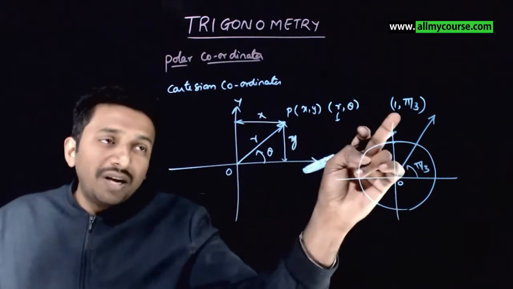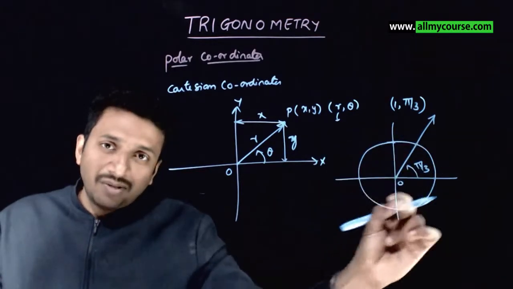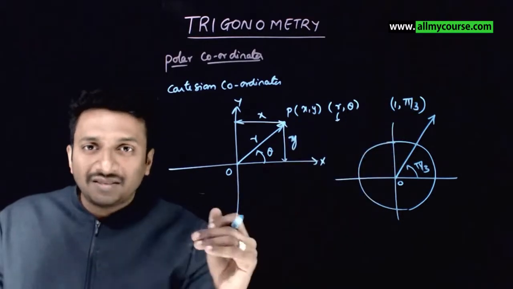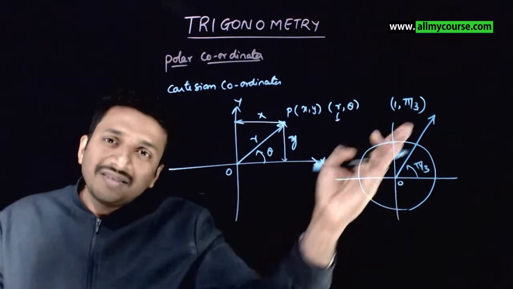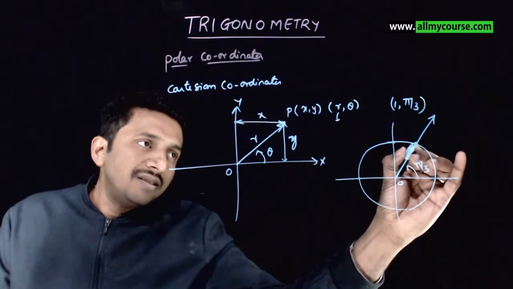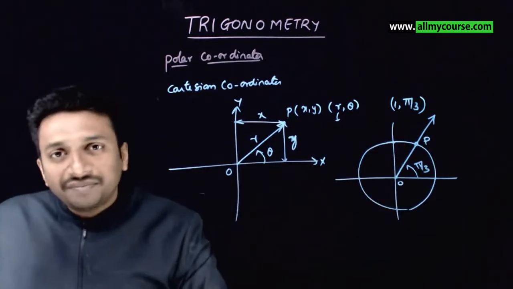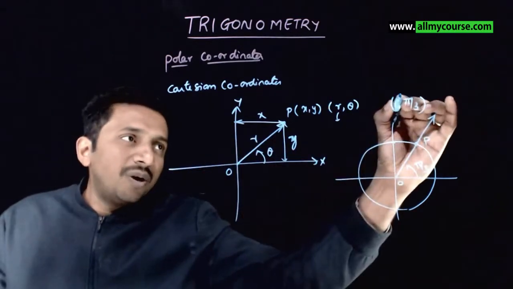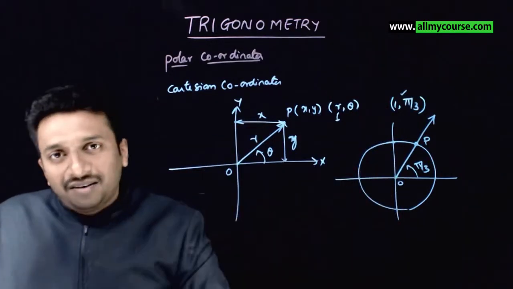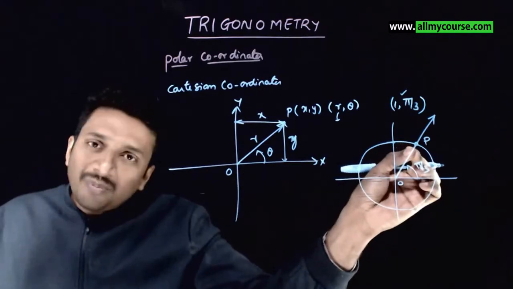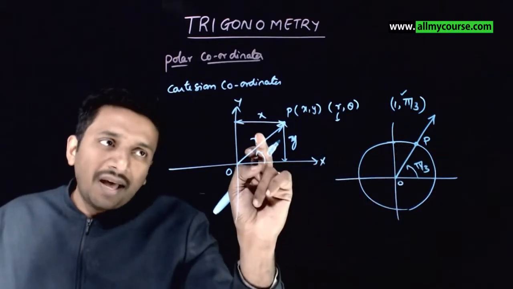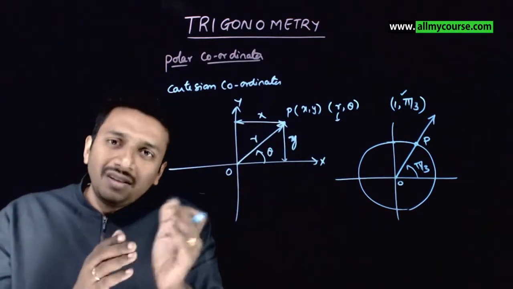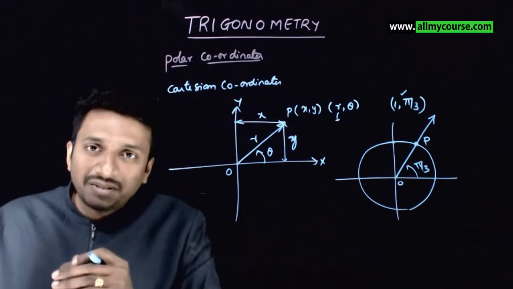Now the point has to be at a distance of 1, that means the point has to lie on this circle. The ray has to make pi by 3 with the x-axis. That is, the point has to lie on this ray also. Hence, this will be the required point. So can you see that I get a fixed point corresponding to an r and a theta. And corresponding to every point P, you have one r and one theta. So every point can be uniquely mapped with the coordinates which are called polar coordinates.